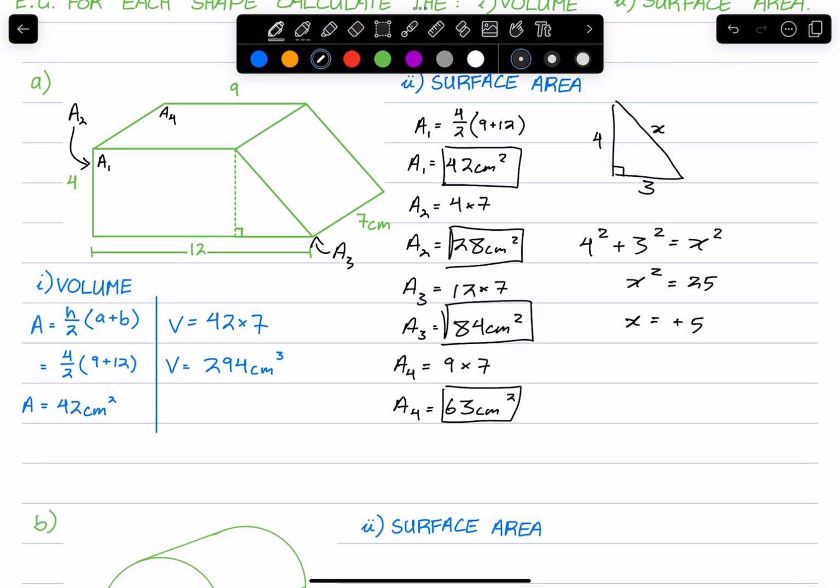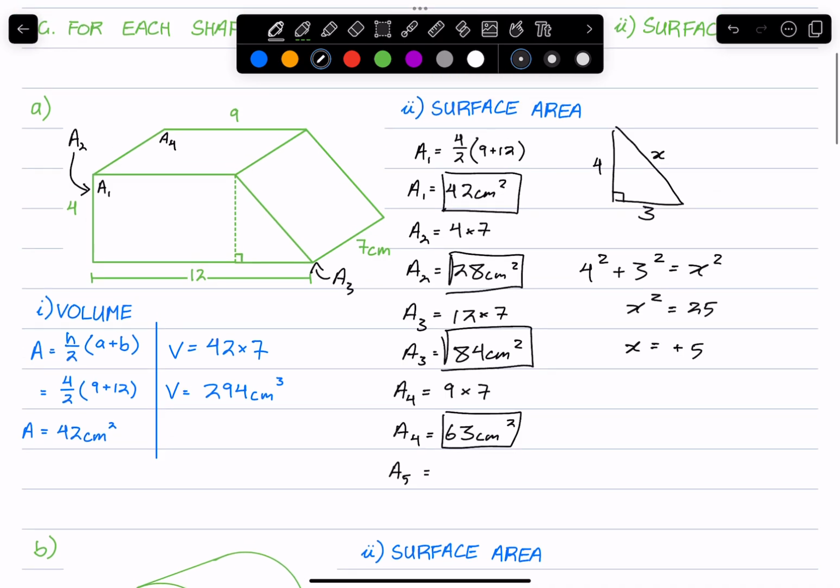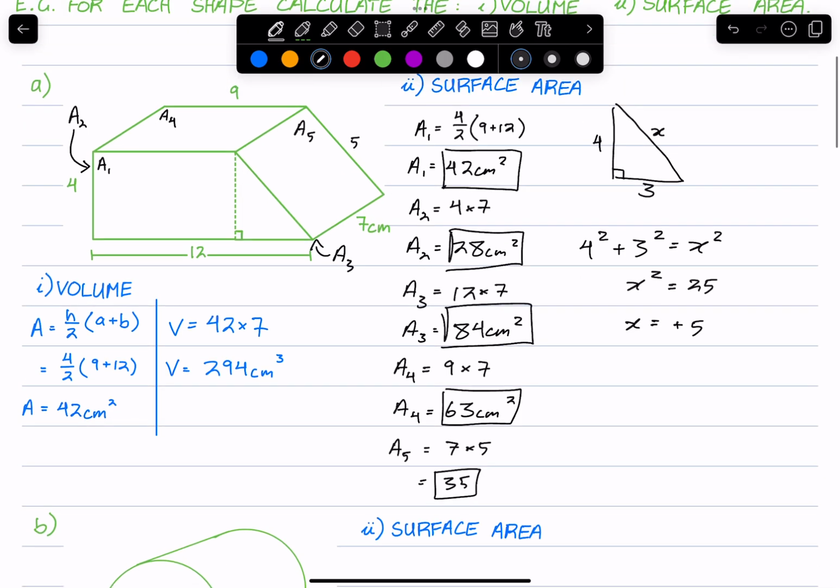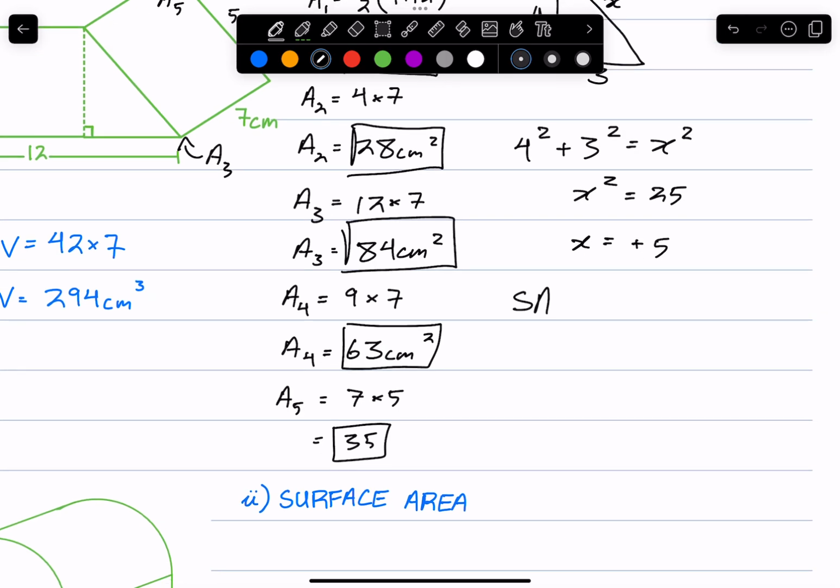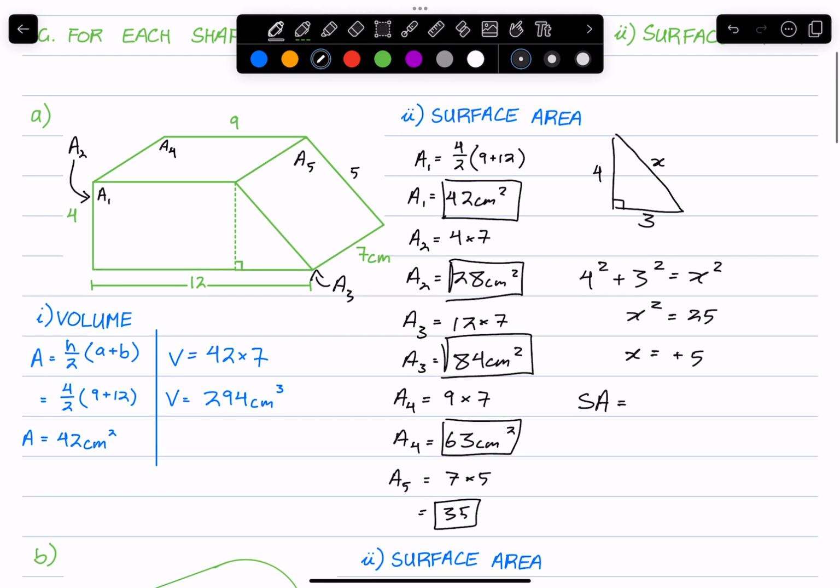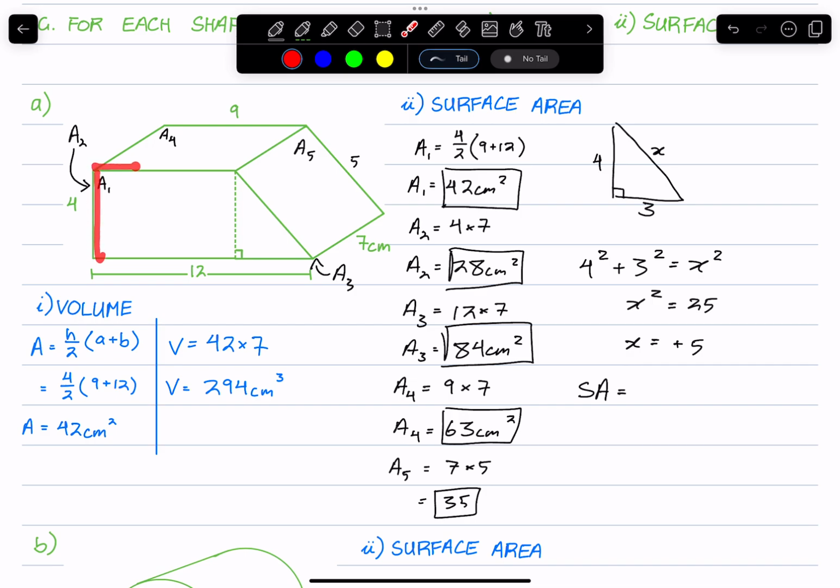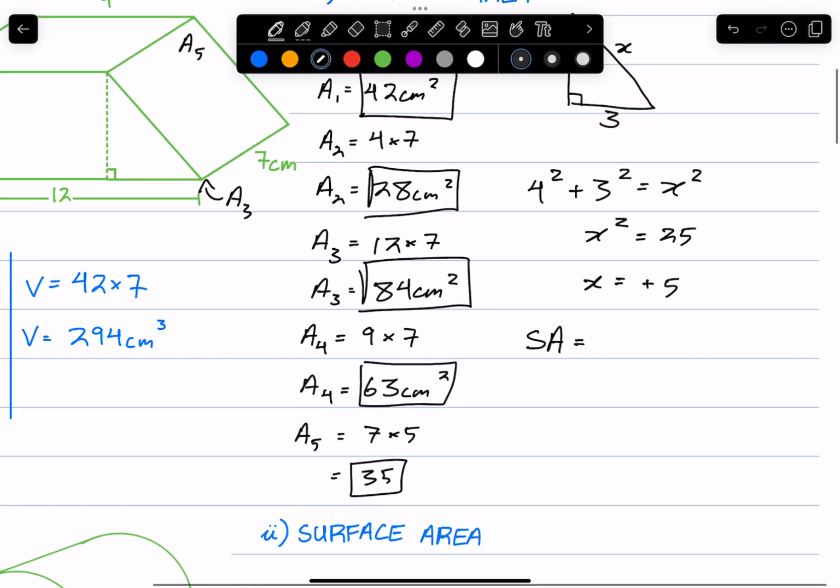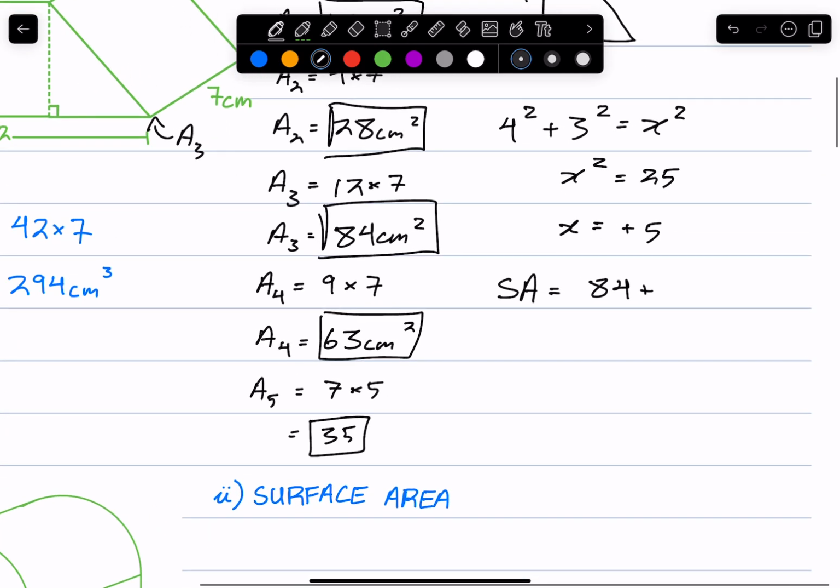And so now area 5, which we're up to, is going to be 7 times the 5 which we just calculated. So 7 times 5 equals 35. Now the total surface area, being very careful, we saw that it's 2 lots of area 1. So we need to multiply this one by 2, which will give us 84. 84 plus the rest of them. For completion's sake, I'm just going to write all of them out: plus 28 plus 84 plus 63 plus 35.